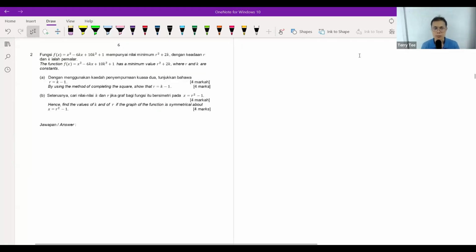So let's continue to question number 2. This is from Form 4, Chapter 2, Quadratic Function. Okay, you have a quadratic function here that has a minimum value of r squared plus 2k, where r and k are constants. So they say by using the method of completing the square, show that r is k minus 1. Okay, so we begin from here.